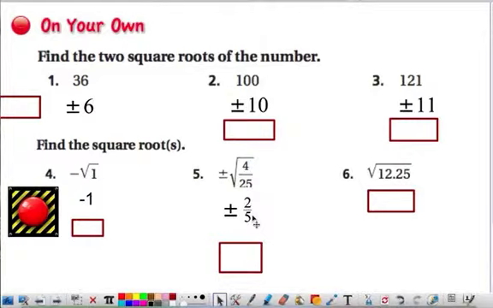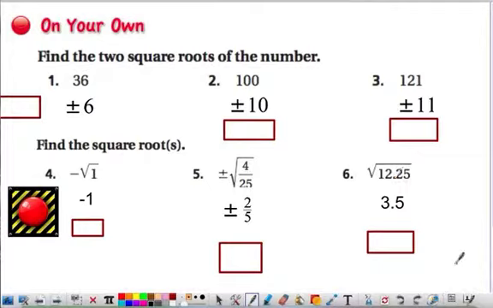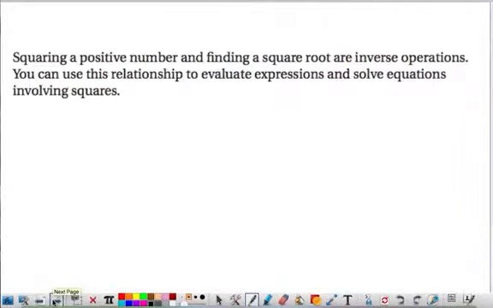Number 6 is kind of like the example we worked on the previous page. If you do a little bit of multiplication, you'll find out that 35 times 35 is 1225. And so you have to make sure your decimal place is in the middle in your answer. So you should have gotten 3.5.